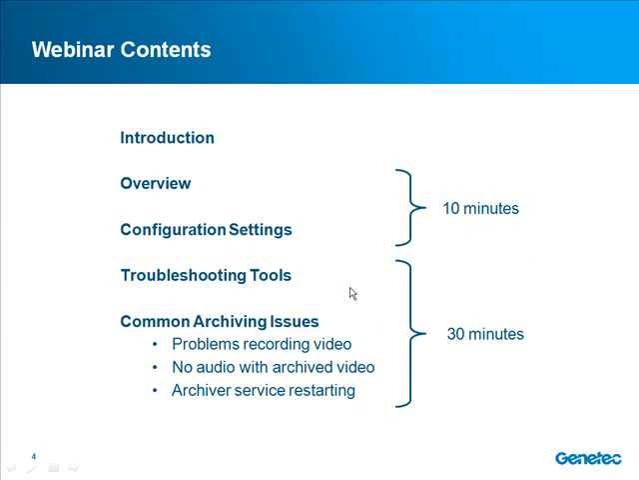The overview and configuration settings will only take about 10 minutes, since we have lots of this information contained in our documentation and other webinars. The next 30 minutes will be spent on the archiver troubleshooting tools and techniques, and then we'll take a look at the common issues we see and what we can do to resolve them, or at least gather more information. Once we're done with the troubleshooting section, we're going to leave the webinar open for about another 10 minutes, in case you have any other questions you may want to ask.